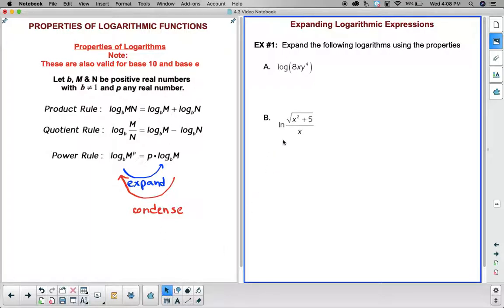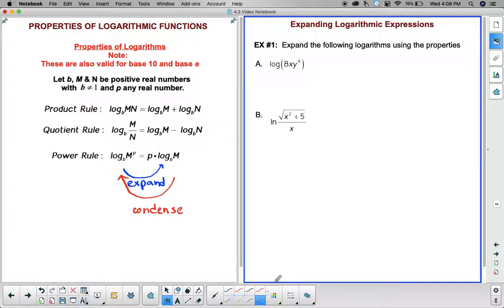So remember, identify, state what it is that you have. I've got a product, so I'm going to use the product rule first. So expanding, the log of the product is going to be equal to the sum of the logs of each factor. So log of 8 plus log of the next factor, x, plus log of the next factor, which is y to the fourth.